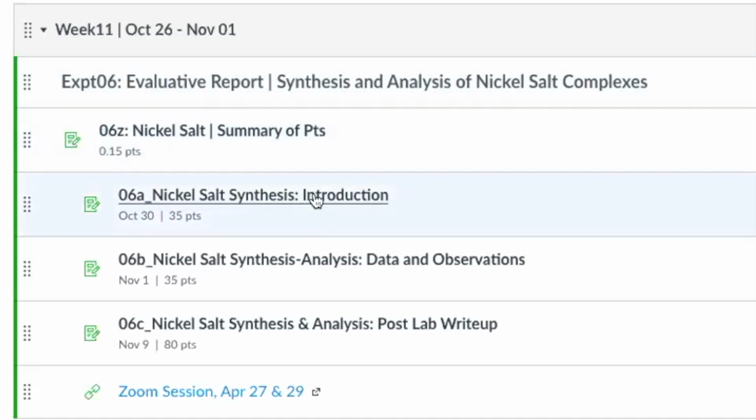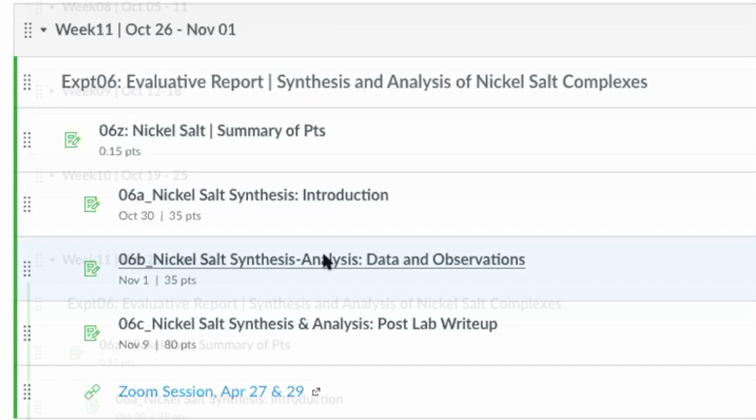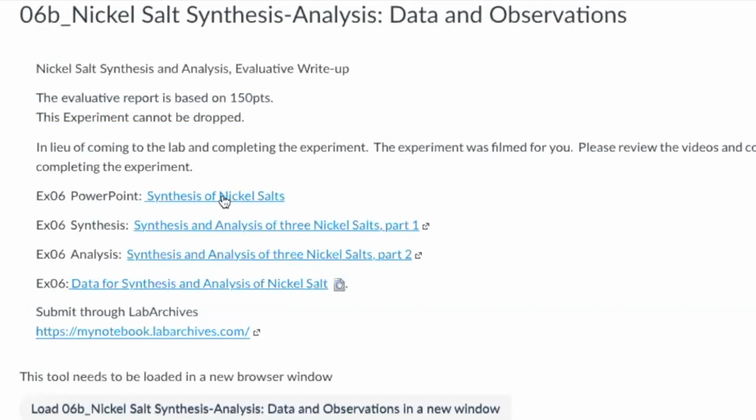This is the procedure, which is basically just the write-up that you would see in the lab manual, but you really want to start in the data and observation. This is where you will find the information. The first part is just the PowerPoint of the synthesis and the analysis of the nickel salt. This part gives you information on the synthesis part. This part gives you the information about the analysis part.